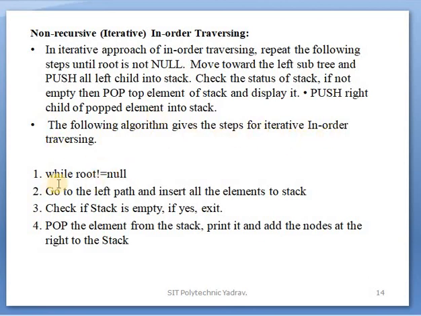The following are the steps of the iterative in order traversal. Check while root is not equal to null, meaning go along the left path and insert all the elements onto the stack. Root not equal to null obviously means elements are there, so go to the left subtree. Check if the stack is empty. If yes, then exit. Pop the elements from the stack and print them, and add the nodes at the right onto the stack.